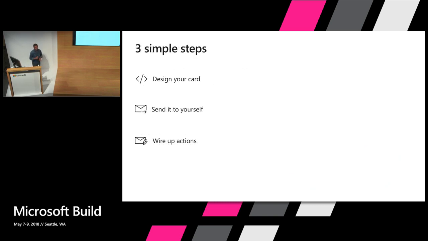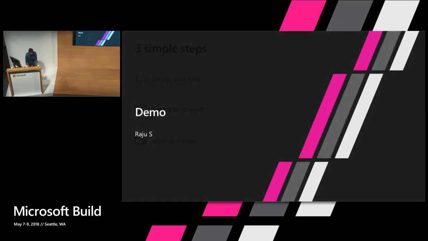Building an actionable message is extremely easy. All it takes is 3 simple steps. First, you design your card. Then you send it to yourself. And finally, you wire up actions. Let's see how to do it. I'll give a live demonstration by building a simple actionable expense report.